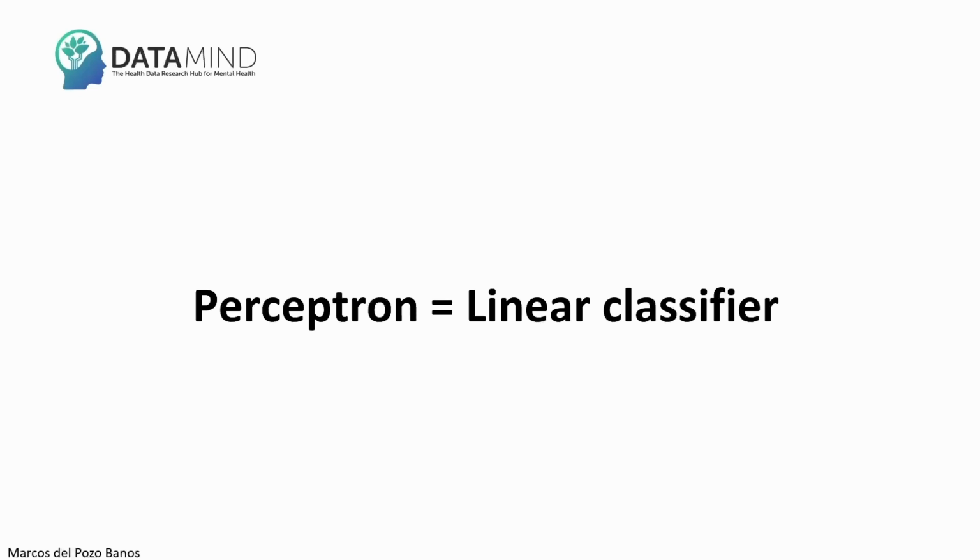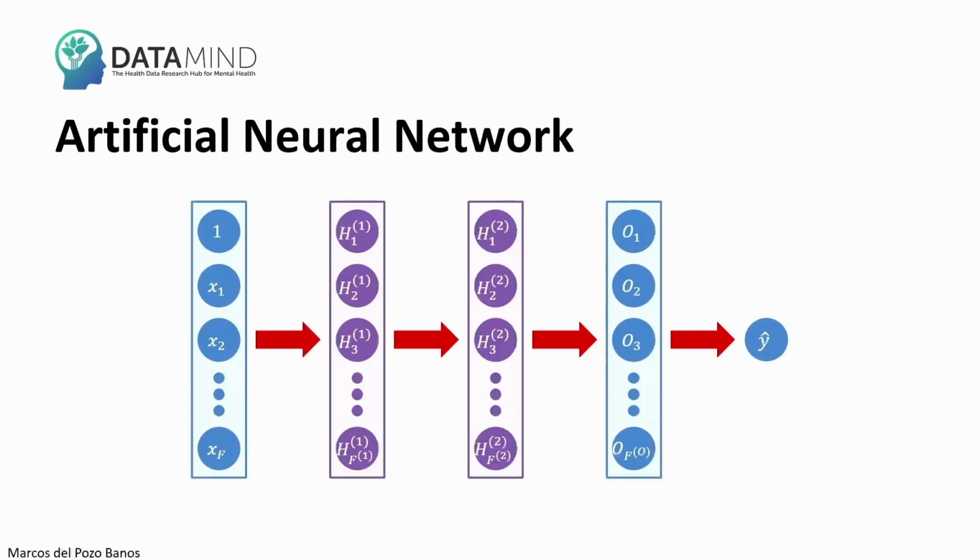The issue with the perceptron is that it's but a linear classifier, the same as logistic regression. So how do we improve the perceptron? Well, we use artificial neural networks, which are really just a combination of perceptrons. We stack perceptrons one next to each other to create layers, and then we connect these layers one to the next one.